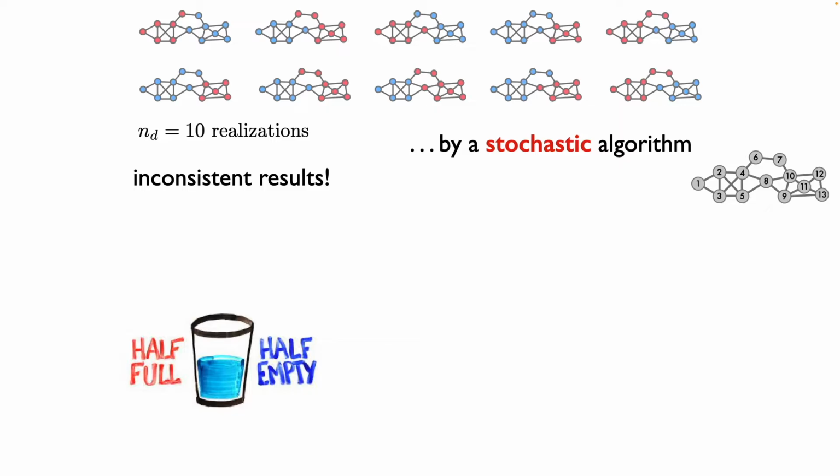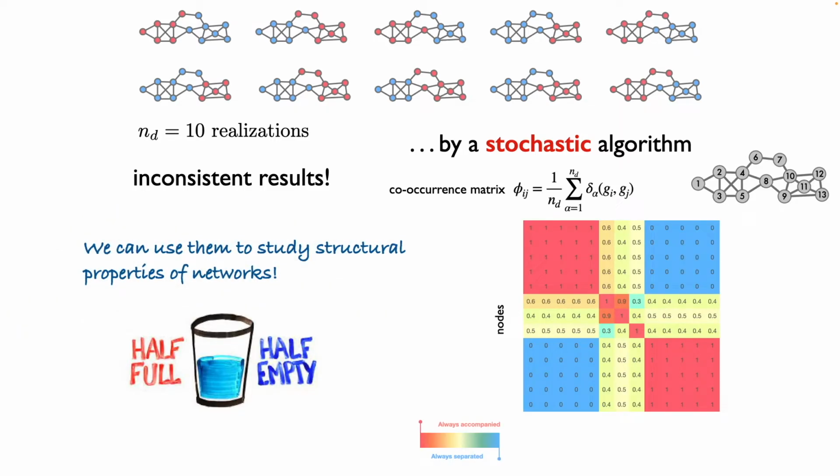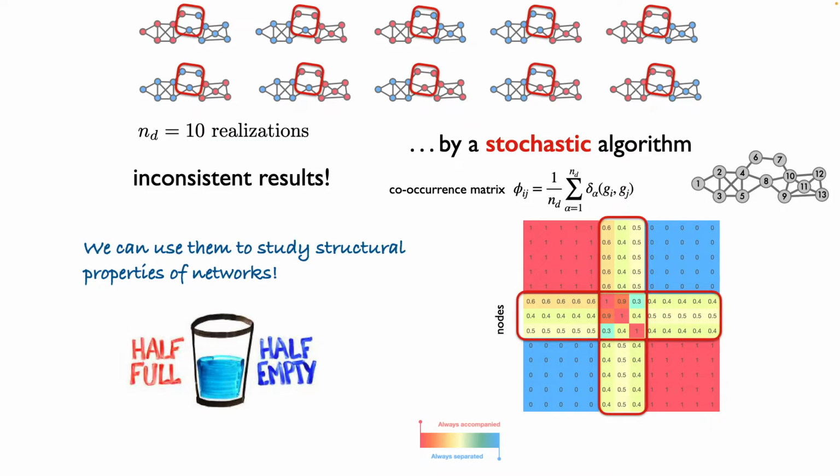First, we can construct the so-called co-occurrence matrix for each node pair, whose elements indicate the fraction of the ensemble of communities found in which the pair belongs to the same community. If a pair of nodes always belongs to the same community or always belongs to different communities, the matrix element will be 1 or 0, respectively. So the intermediate values indicate the inconsistency. In this example, only the 3 nodes between the two obvious bulk communities are responsible for this inconsistency.